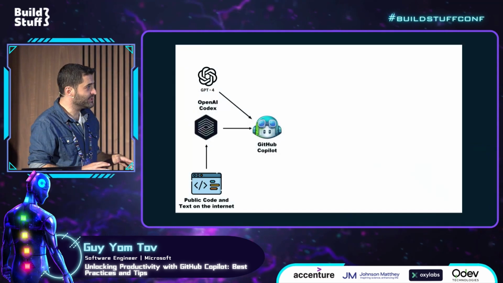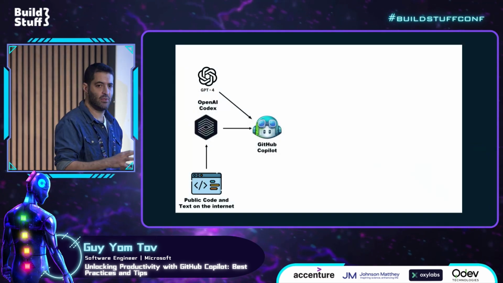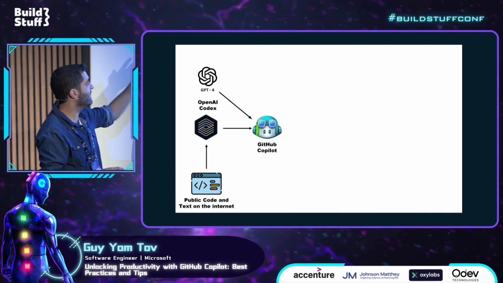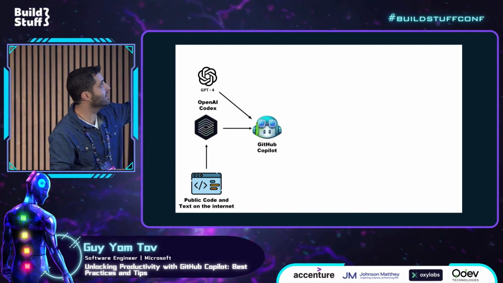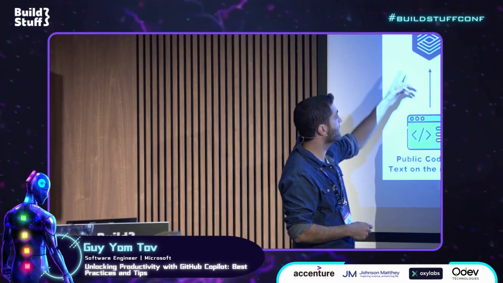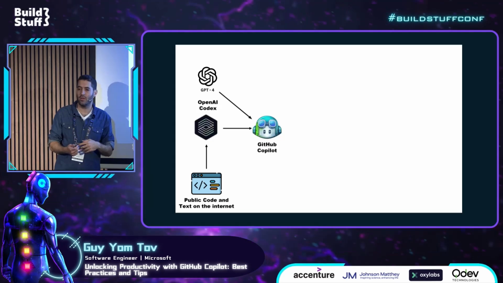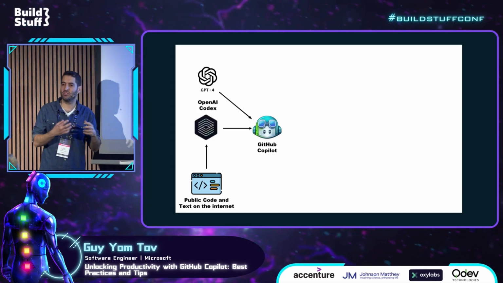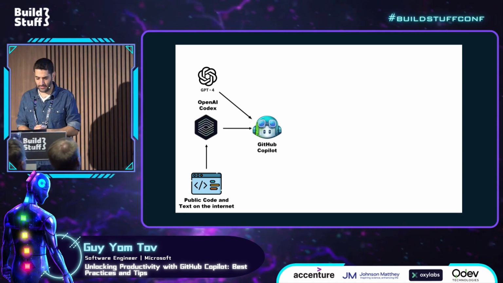So how do these tools work behind the scenes? It's mostly the same. We have the GitHub Copilot engine, and it runs with two models. The first one is OpenAI Codex, which is a model that was developed to generate code, not text. And the second one is GPT-4, now it's GPT-4o. But basically, there are two models, and the engine decides which model to use according to the scenario.